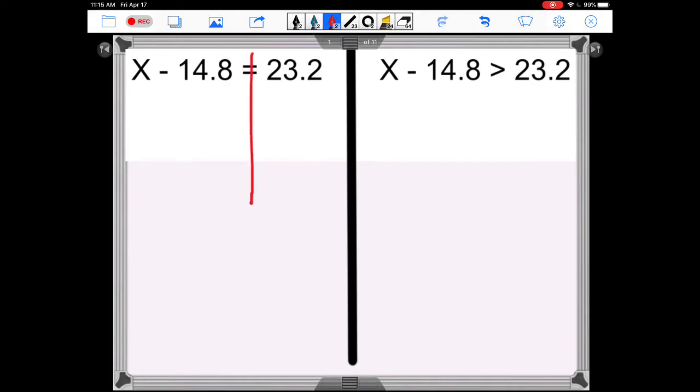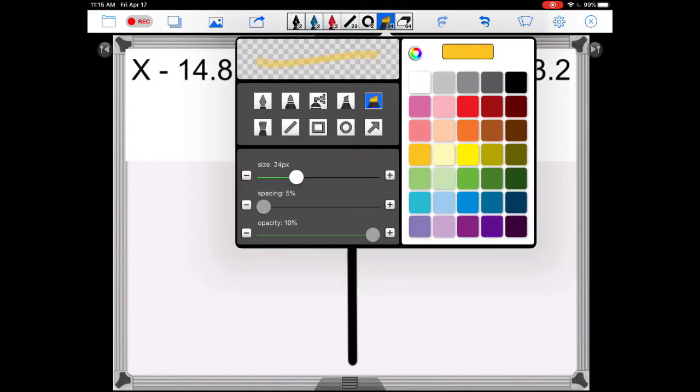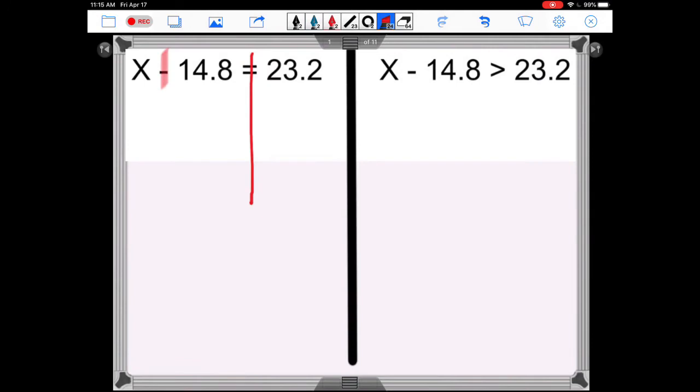If you draw your line down your equal sign, we need to do the opposite of subtraction. Okay? What's the opposite of subtraction? It's going to be to add. So we're going to add 14.8. But whatever we do to one side, we got to do to the other. So we're going to add 14.8 to both sides.